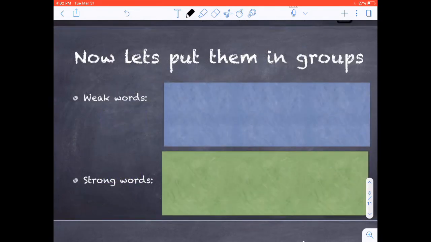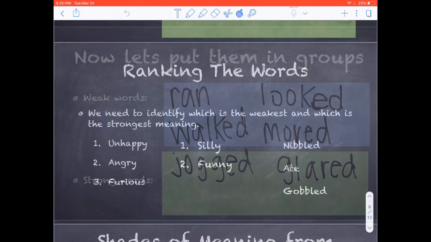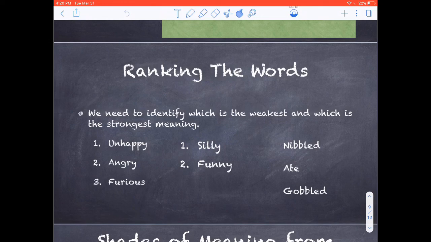Now we're going to take those same exact words and put them into groups to figure out, is it the literal meaning of those words that puts them in the group, or is it the emotional meaning that decides if they are weak or strong words? Now that the words are in their two categories, we can see that there are some words that have similar meanings but are in different categories, like looked and glared and ran and jogged. Another way to figure out which word is the best choice is to rank them, because even though they have the same meaning, knowing which one is weaker and which one is stronger will help you figure out which better matches whatever you're reading or writing.